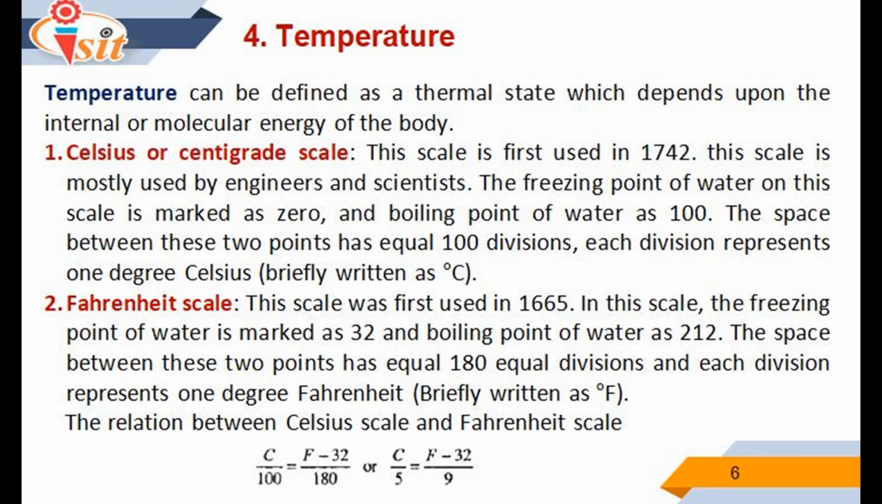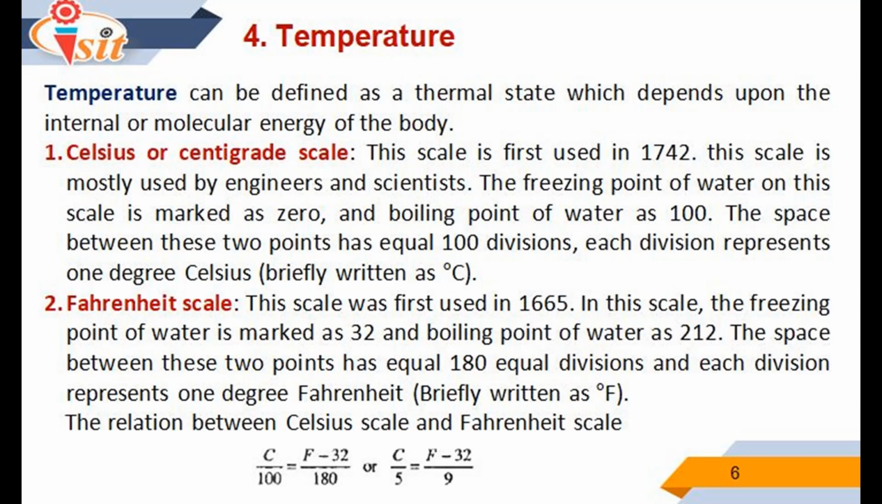There are two types of scales for temperature measurement. First one is the Celsius or centigrade scale, and second one is the Fahrenheit scale. Each of these scales is based on two fixed points known as the freezing point of water under atmospheric pressure, or ice point, and the boiling point of water, or steam point.